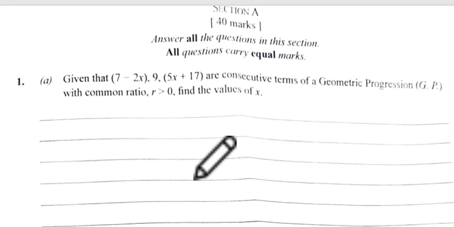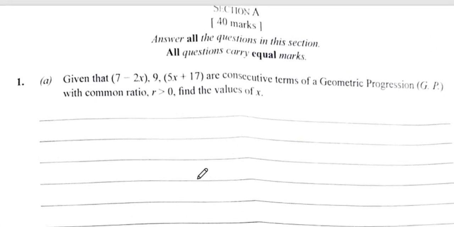Question number 1a says: given that 7 minus 2x, that is one term, comma 9, comma 5x plus 17 are consecutive terms of a geometric progression, or GP, with common ratio r, which is greater than 0, find the values of x. Now r is greater than 0 means that r is positive. Any number that is greater than 0 is a positive number. So when we find the value of r, we shouldn't get any negative number.